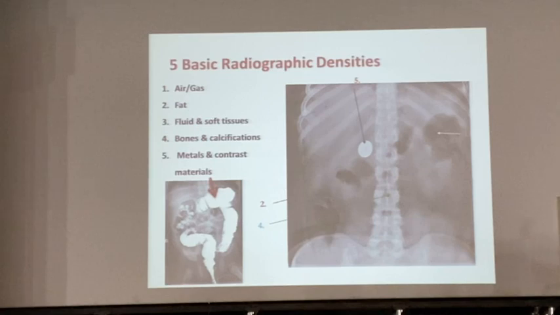As a result, there are 5 basic densities, starting from air, which is dark, black. Followed by fat, which is dark gray. Then we have fluids and soft tissues, which are light gray. After that, bones and calcifications, which are white. Finally, metals and contrast media, which are very dense or opaque. This is a contrast-filled bowel, and this is a metal. How dense are they?